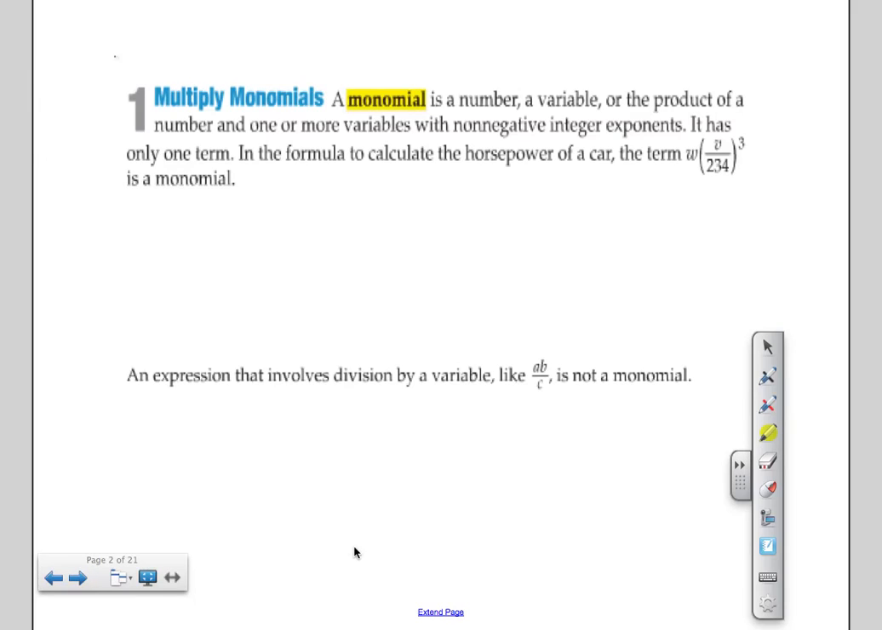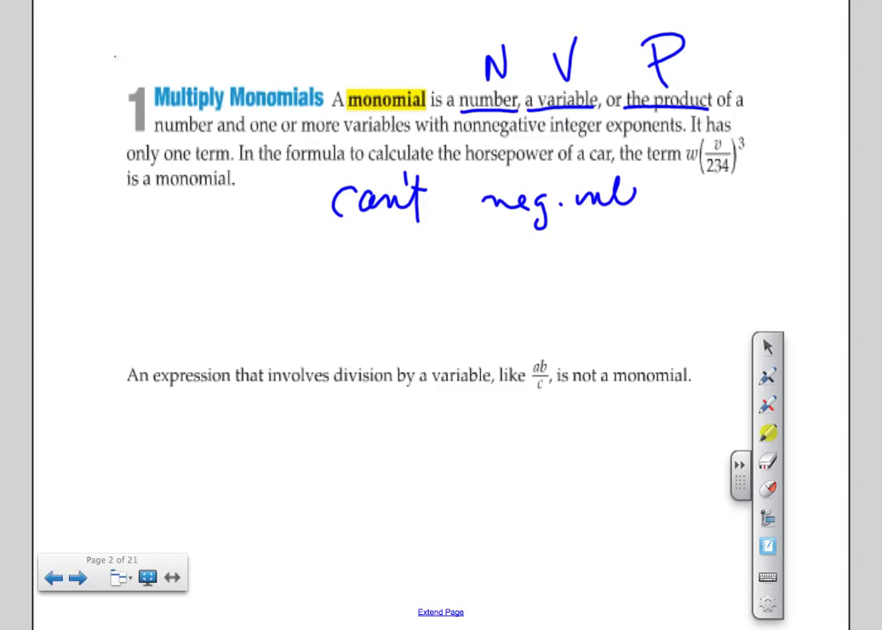Okay, a monomial is a number. It's a variable, and it's the product of a number and one or more variables. So it's a number, a variable, and the product of a number and a variable. And there's two things it cannot have. It can't have a negative integer in the exponents. Okay? So let me rewrite that, because they're saying it has a non-negative integer. There are two things it can't have. It can't have a negative integer for its exponent, okay?